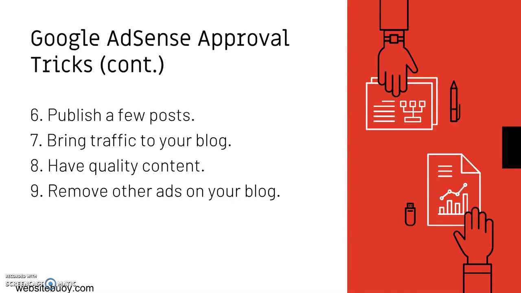So good quality content has a readable format, 0 errors on grammar and spelling, good length of at least 500 words, helpful information for your target audience. And then you want to make sure you remove other ads on your blog.